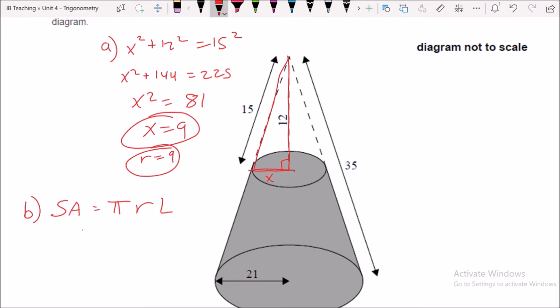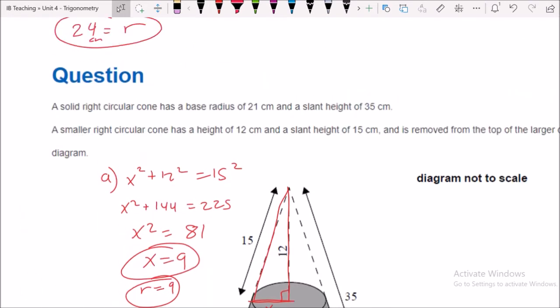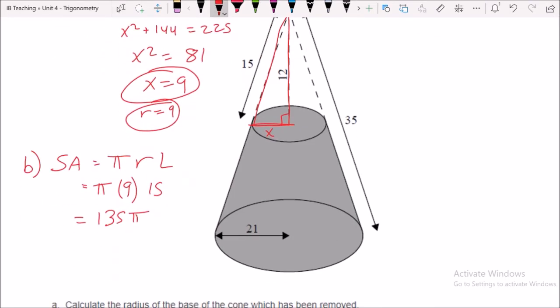So all we need to do here is just plug in the numbers that we know. The radius of that small cone, we just found out, is 9. And then the slant height is 15. And so that comes out to be 135 pi. And what are the units? Centimeters. This is an area, so it's going to be square centimeters. Okay, and that's all the next one is. If you want to type that in and get a decimal, you sure can. In a real world context, we would. In a math context, it's up to you if you want to do that.